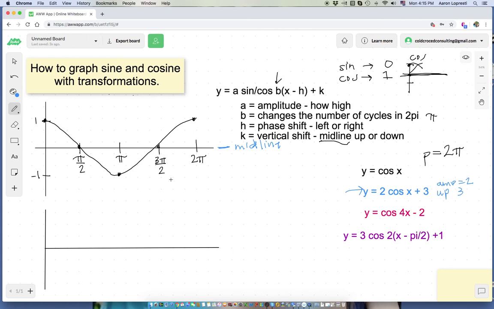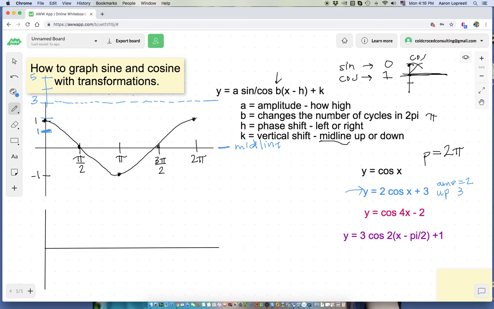Okay, so for the blue, we're going to start. Now it was a dorky thing to put 1 here, but we'll just go 1, 2, 3. It has an amplitude of 2, which means it's going to go down to here. So that's our 1 now, and then it's going to go up to 5. So again, what I like to do is remind myself, okay, here's my midline. There's my midline. And I don't have any phase shift left to right.